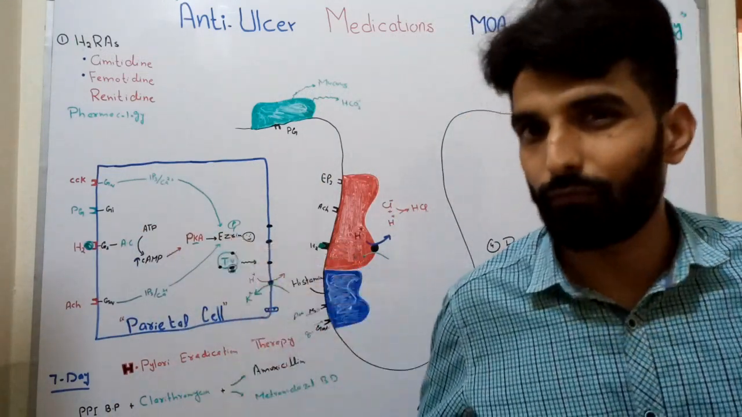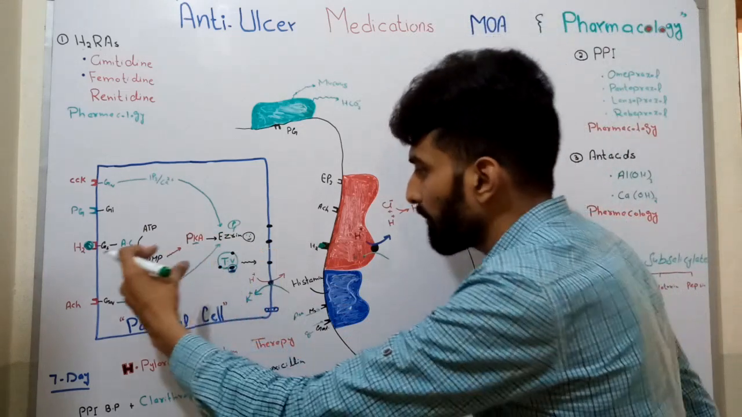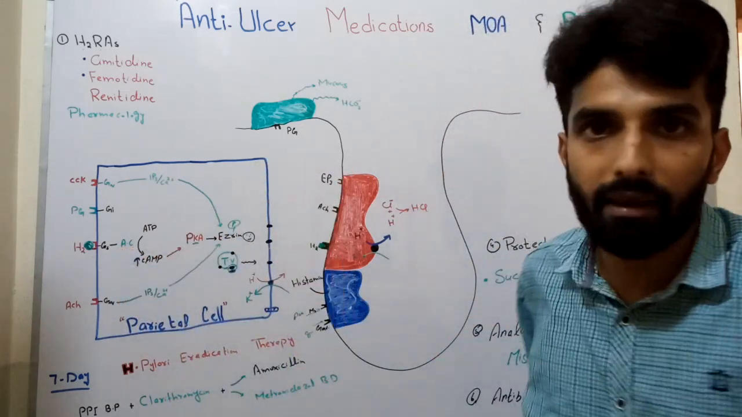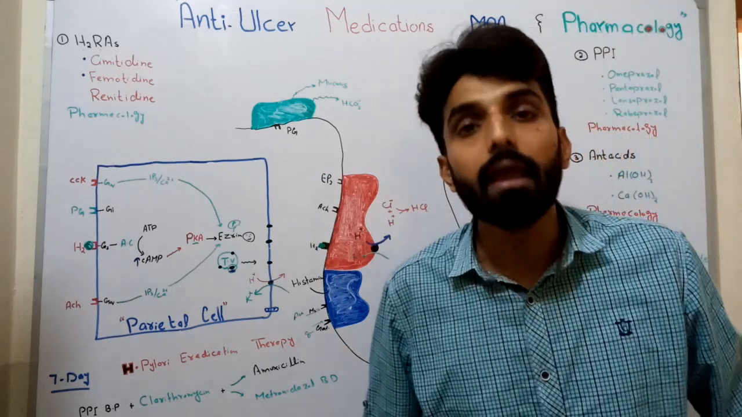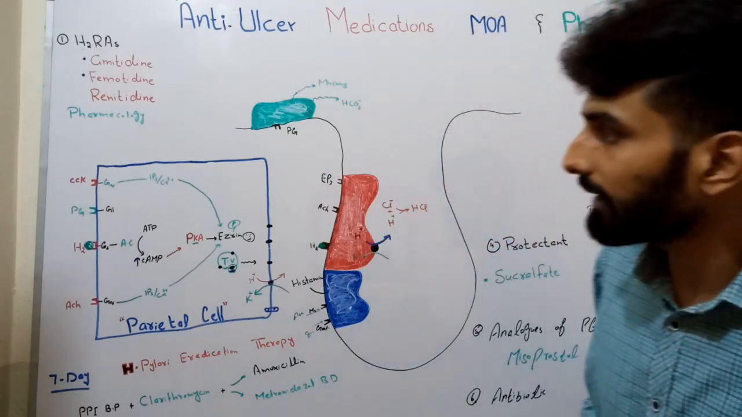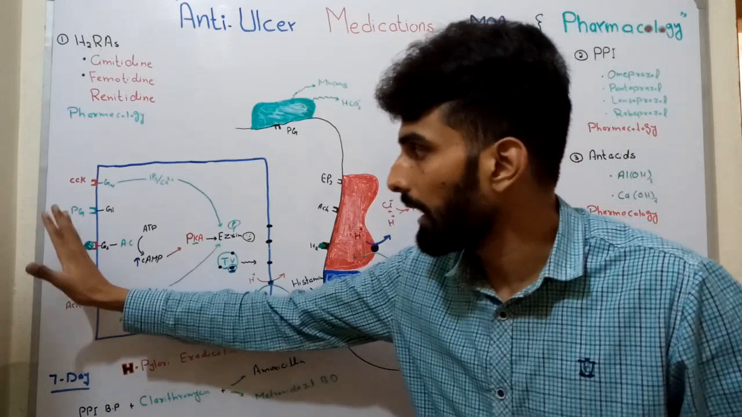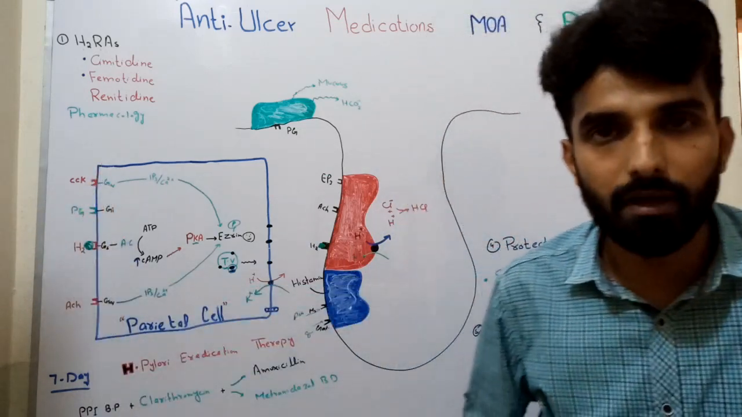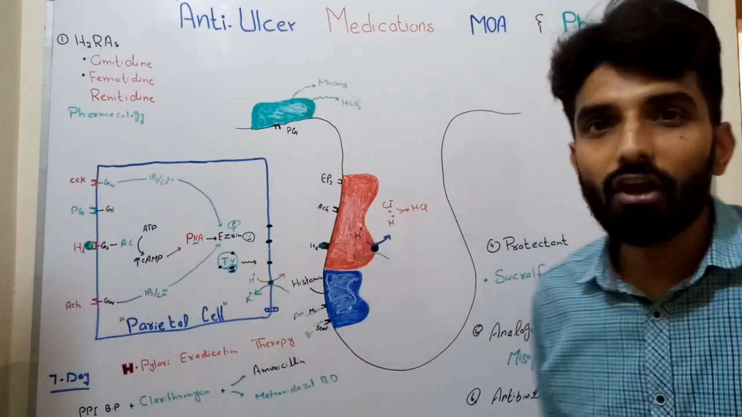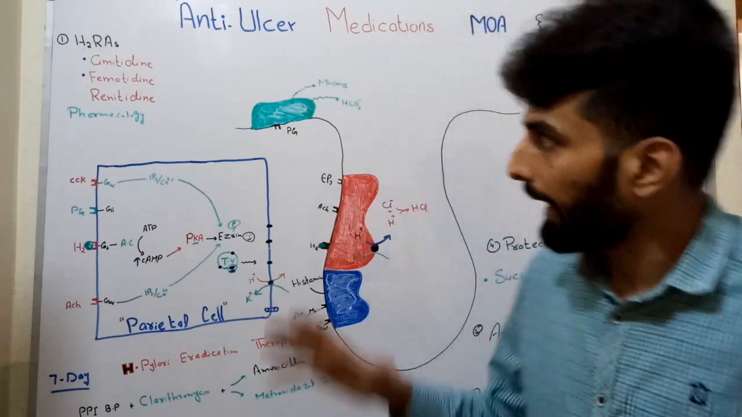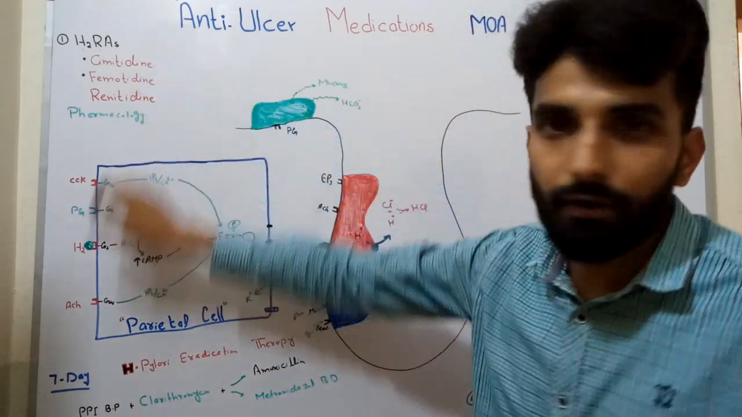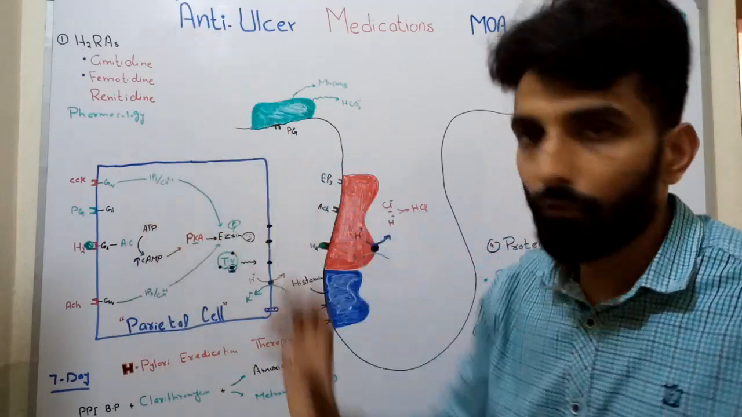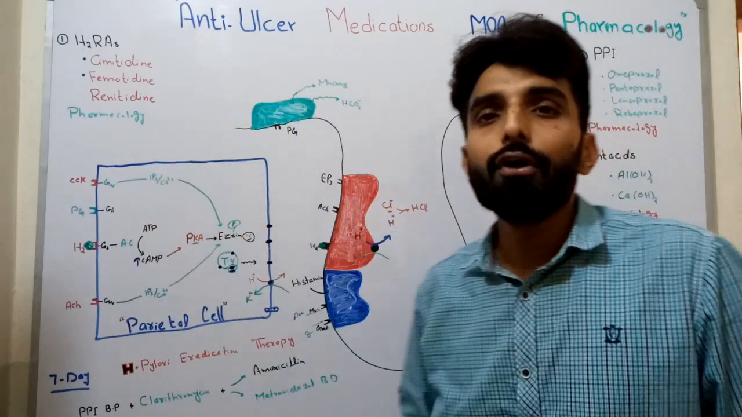Ezrin will not be phosphorylated. These proton pumps will not fuse with the cell membrane of the parietal cell, and the acid secretion will not increase. It will be inhibited. So basically, by blocking the histamine receptor, the secretion of acid will reduce. Examples include cimetidine, famotidine, and ranitidine.